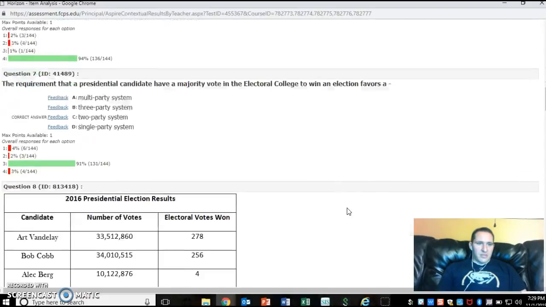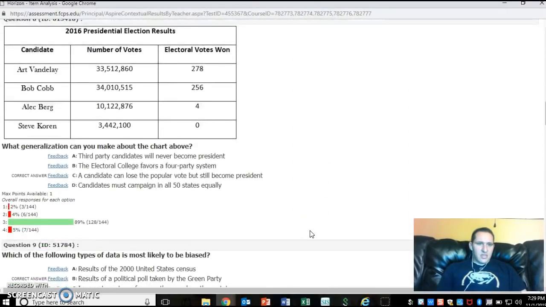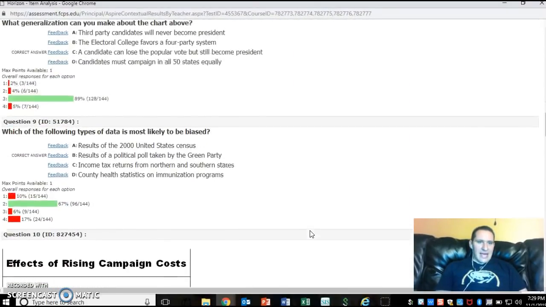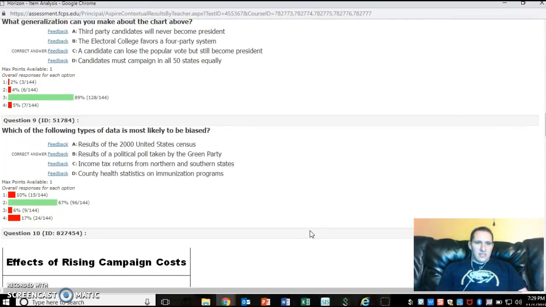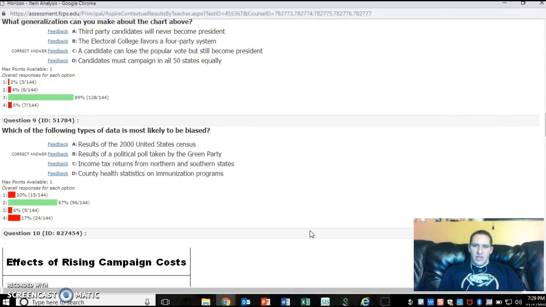You did pretty well with number 6 and 7. Number 8 as well. Number 9, biased. Okay, I gave you the definition for census. I wrote that on the board. A census is a count of how many people live in a certain area, so that's an exact statistic. Income tax returns are exact numbers. County health statistics are exact numbers.